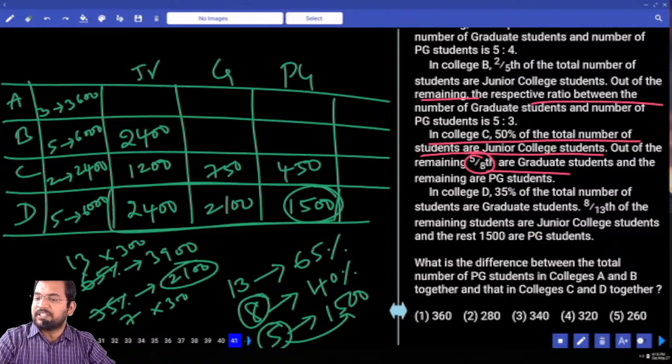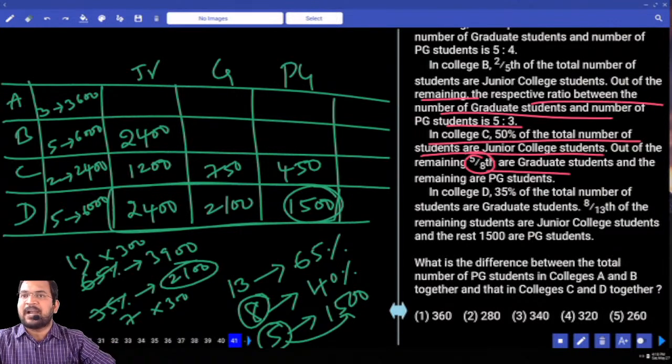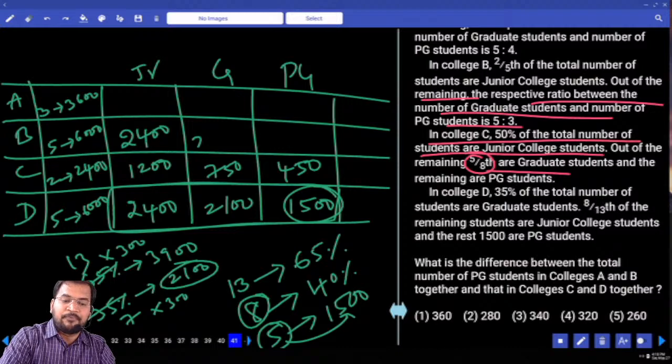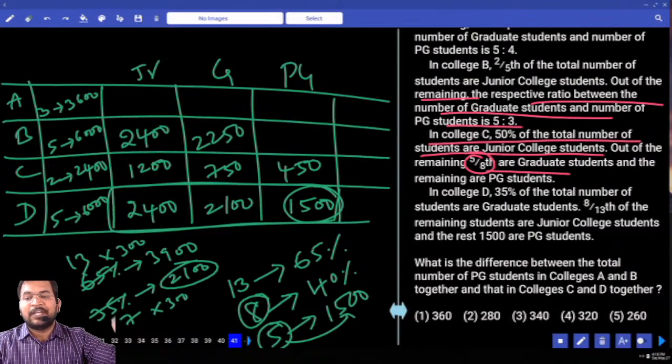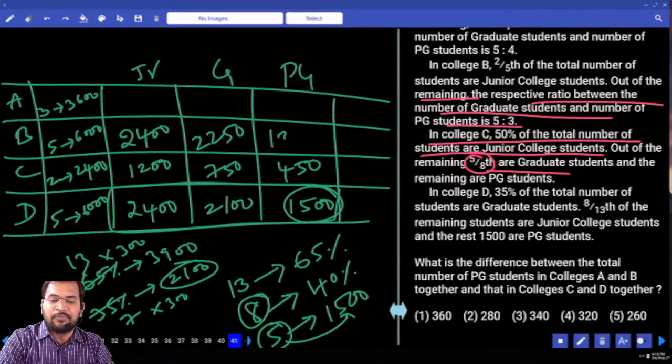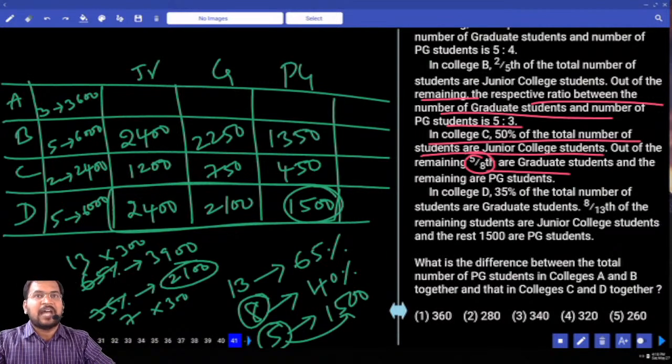The respective ratio between the number of graduate and postgraduate students is 5:3. 5:3 is nothing but 8 parts. 8 parts is 3600, so each part is 450. Are you clear or not? 5 parts is 5 into 450, which is 2250. 3 parts is 3 into 450, which is 1350. Are you clear or not?